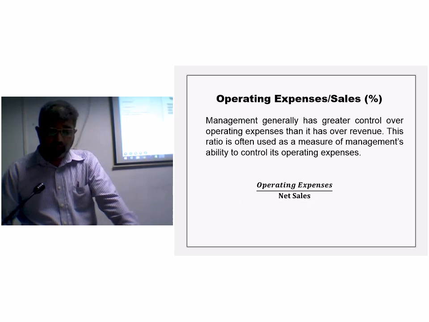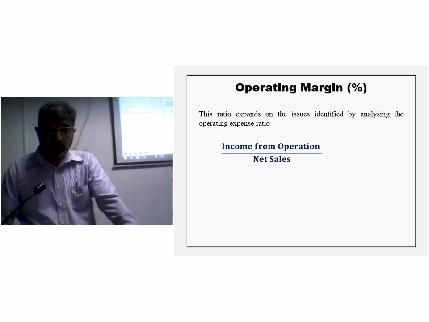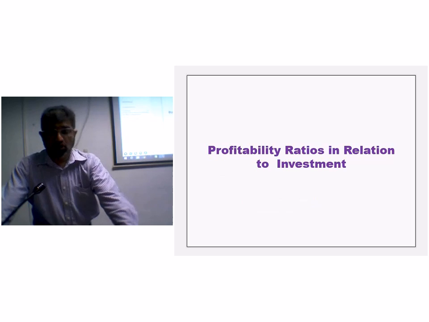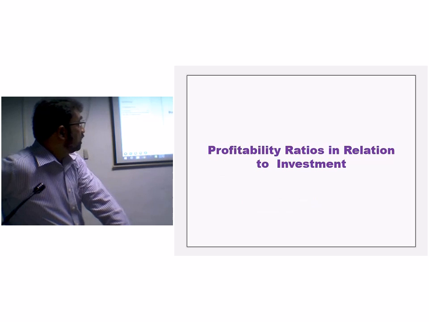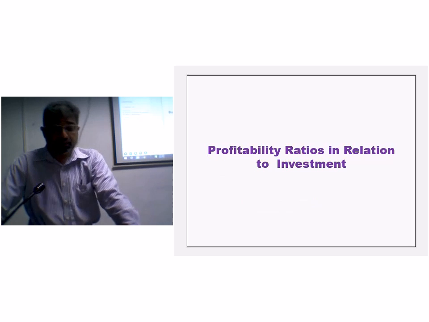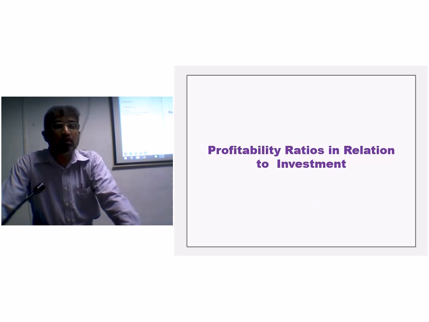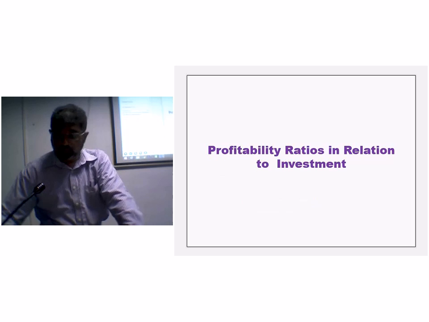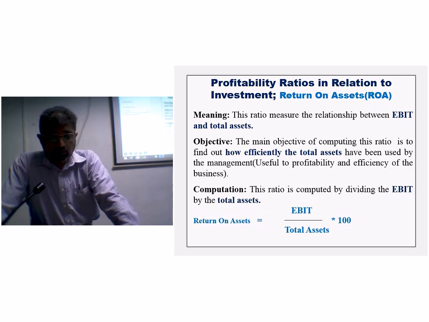Then there are a number of operating expenses and sales, right? Then operating profit margin. You can see different types of ratios with respect to that sales. Next we move to profitability with respect to the investment, right?